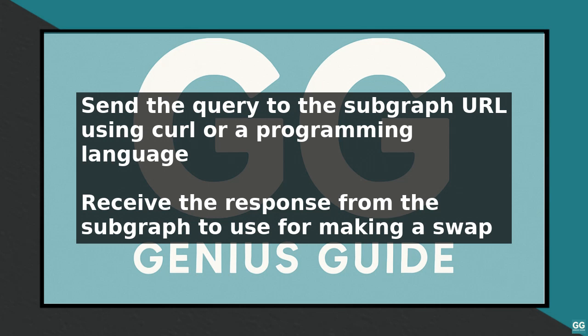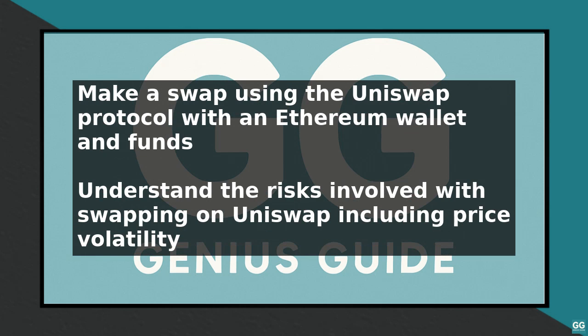In conclusion, swapping on Uniswap subgraph is a complex process that requires a good understanding of the Uniswap protocol and the subgraph. By following these steps and doing your own research, you can make informed decisions when swapping on Uniswap.